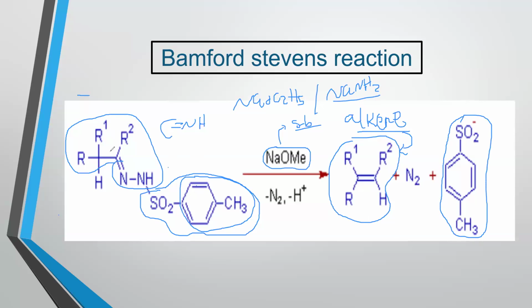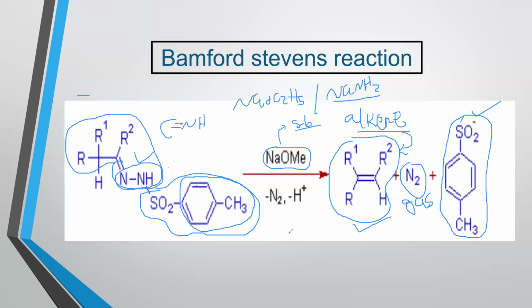This is just a substituted imine. Okay, so it will give me alkene. So what will be formed in Bamford Stevens is alkene from the paratoluene benzene sulfonyl substituted imine, and that paratoluene benzene sulfonyl you will get at the end of the reaction here, and the alkene will get separated from it, and these two nitrogens will get removed in the form of N2 gas. Okay, nitrogen gas.